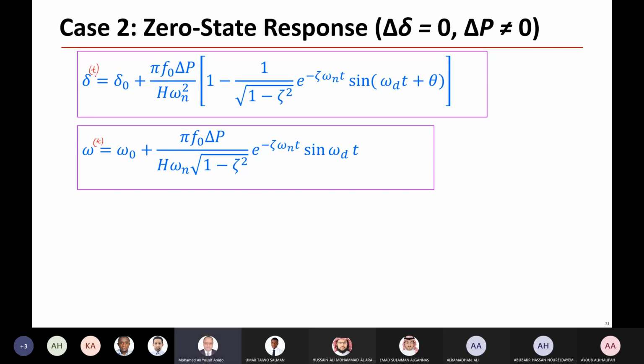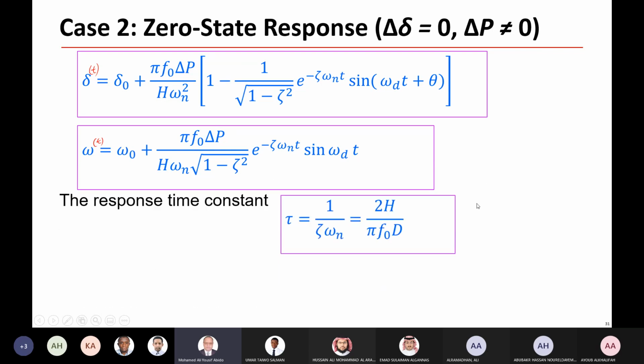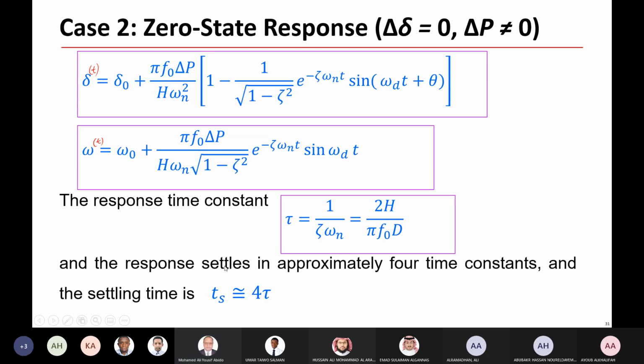So this will give you the response of the system if you have any change in mechanical power. So we replace delta u by its value, and you can have this response. Again, the response time constant, which is 1 over zeta omega n, equal to this, and the settling time is approximately 4 tau. So the system will be at steady state operating point after this amount of time. Do you have any question?